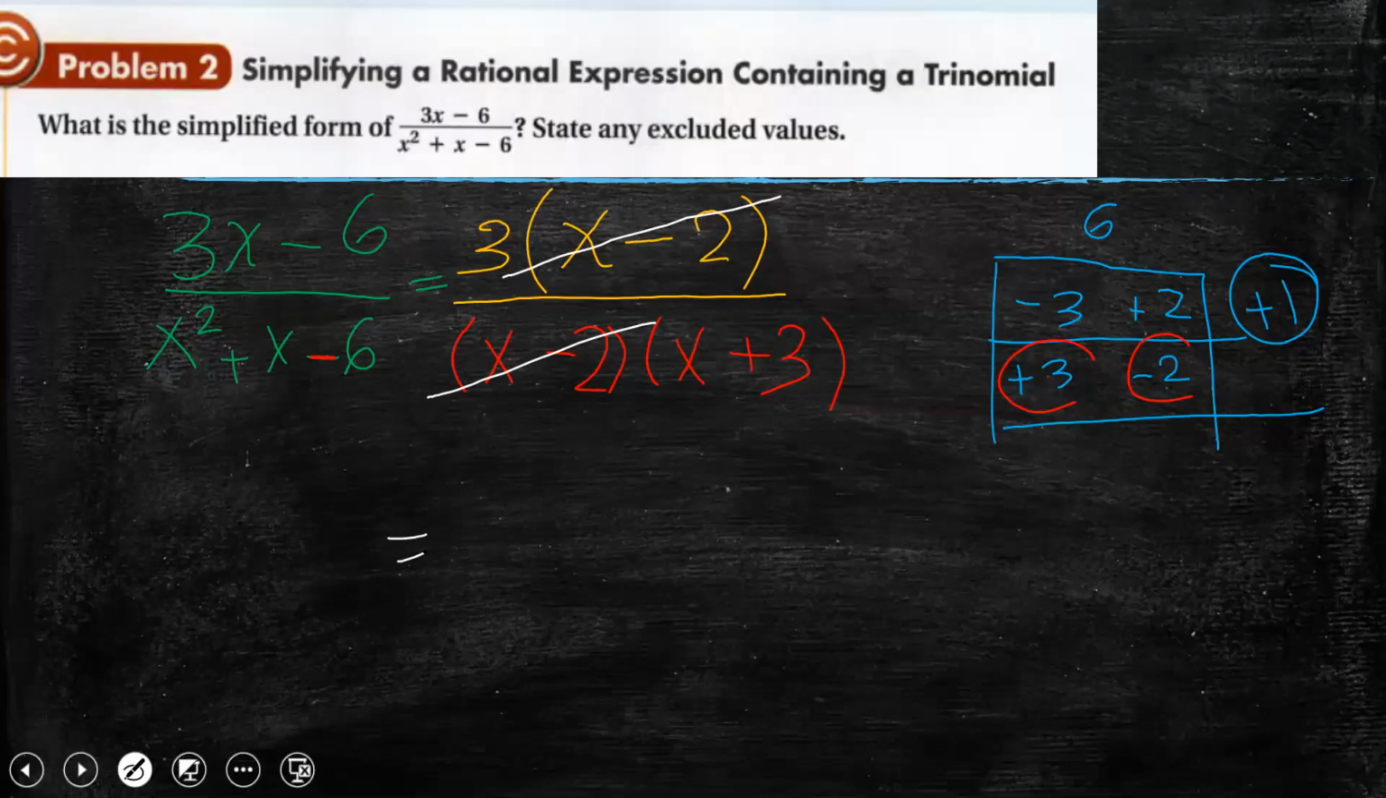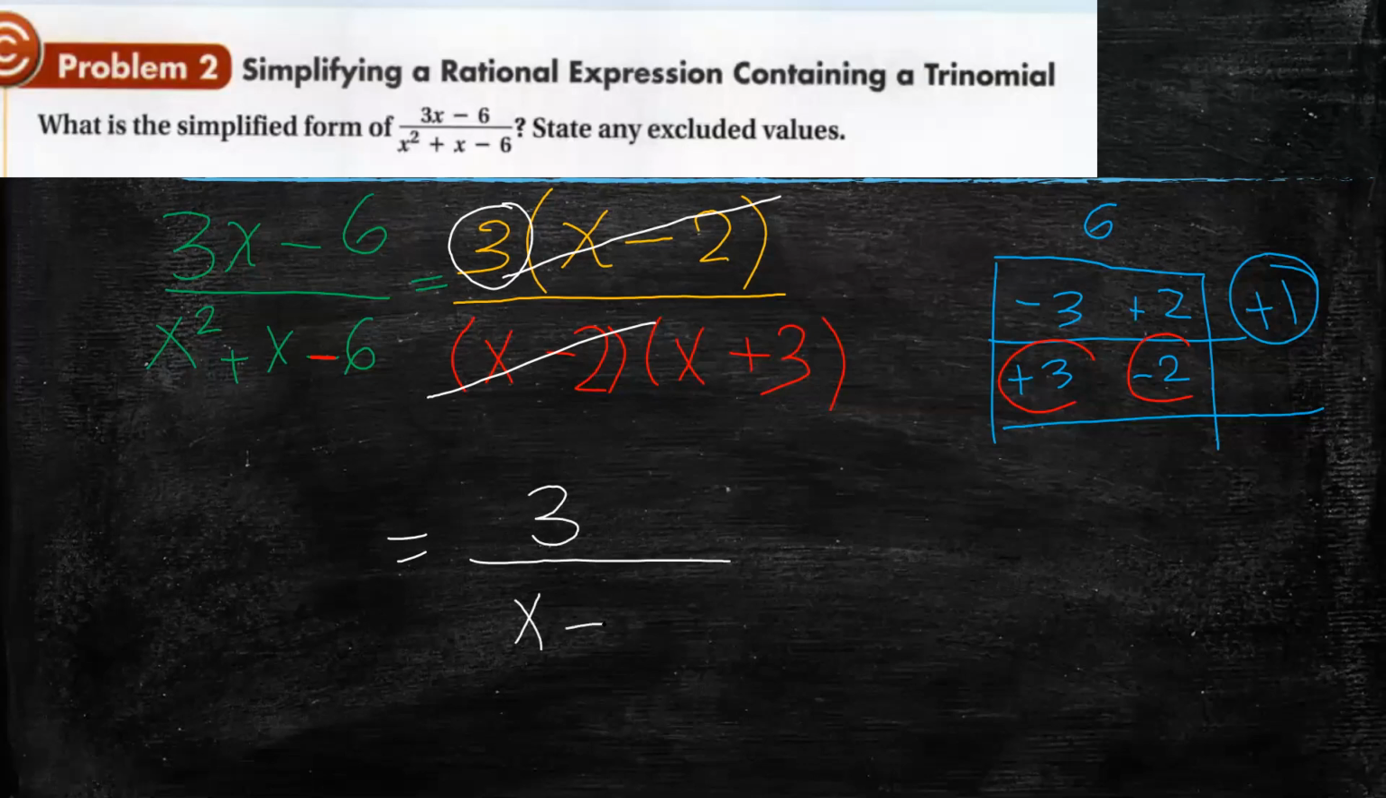Then what do I have in the numerator here? 3. And in the denominator? X plus 3. Now can I factorize it here? No. Don't say yes. We cannot cancel 3 with x plus 3. They are added. So we have to stop here. The simplified one is 3 over x plus 3.